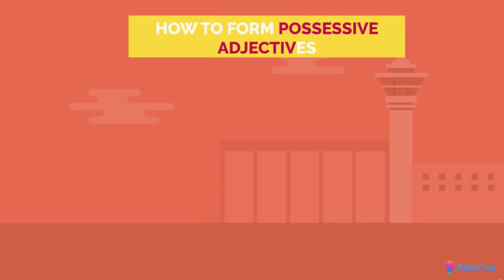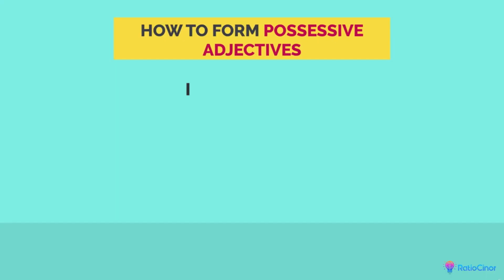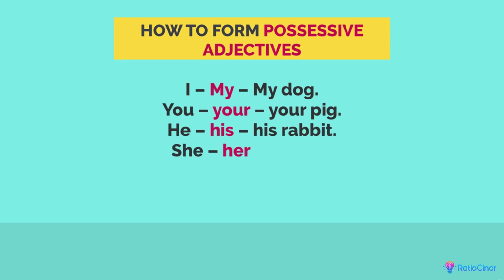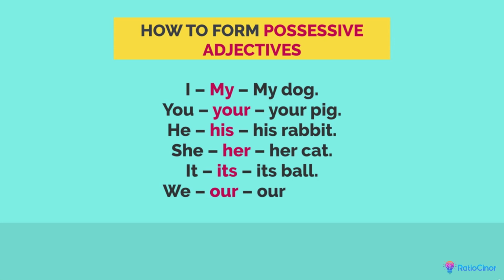How to form possessive adjectives. I, my dog. You, your pig. He, his rabbit. She, her cat. It, its ball. We, our horse. They, their son.